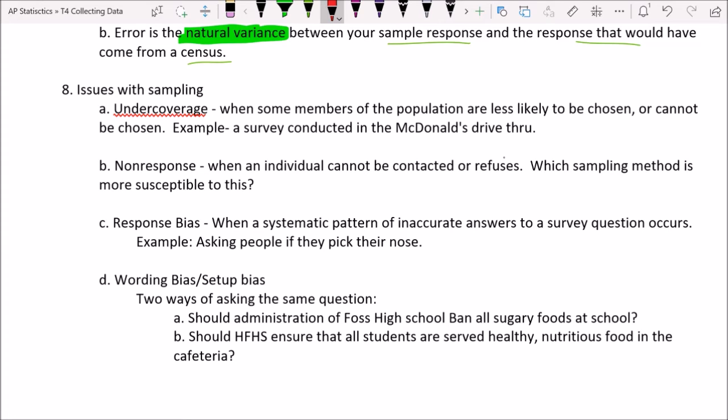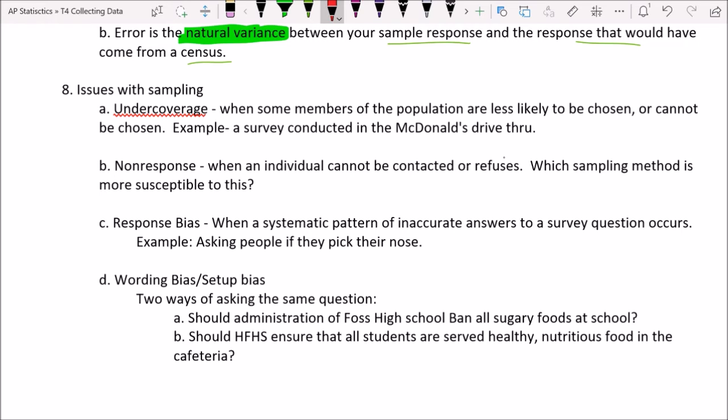Like, for example, some people are just Burger King people. Like, that's just where they go. Some people don't eat fast food. Some people can't afford fast food. Some people only eat at Whole Foods. And all those people would be excluded from this data set. So you end up with a situation where your data are not representative of your population. That's what undercoverage does.